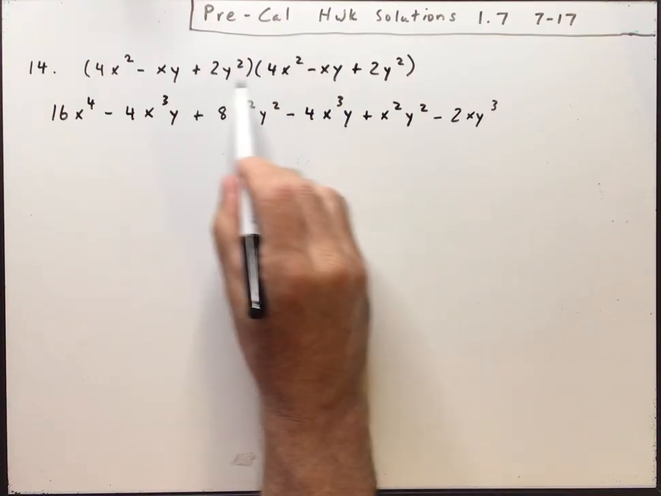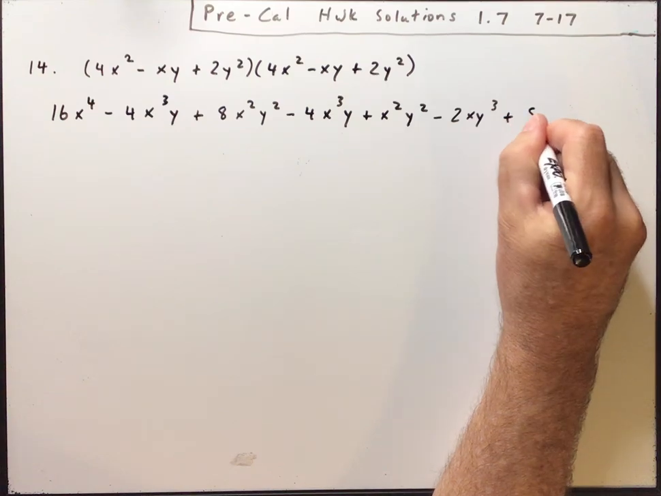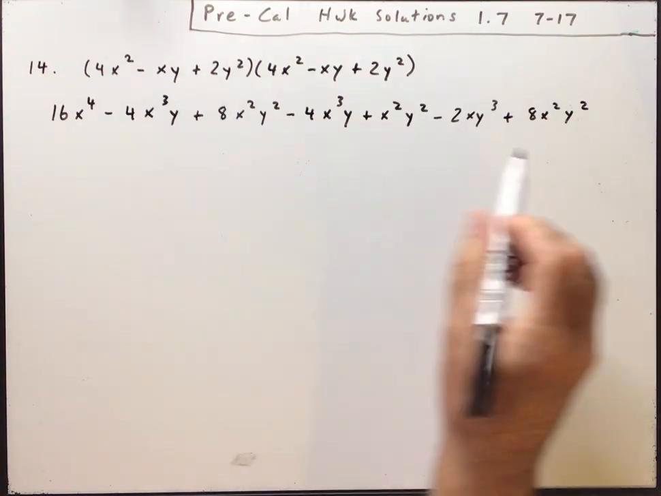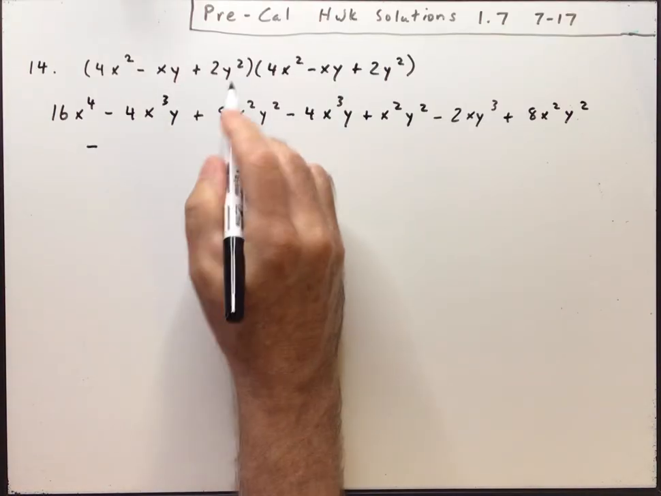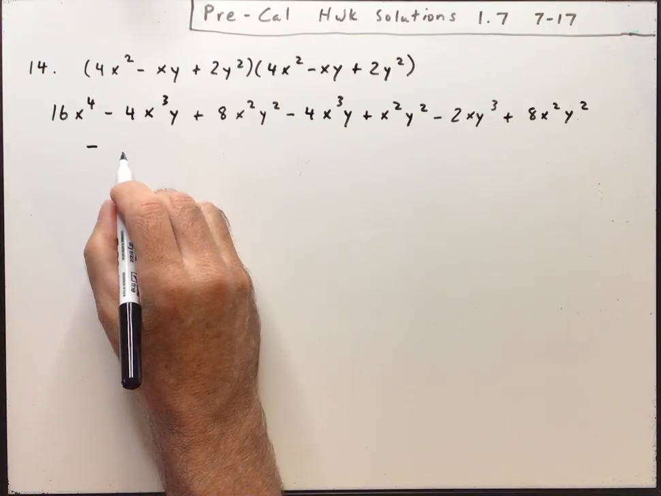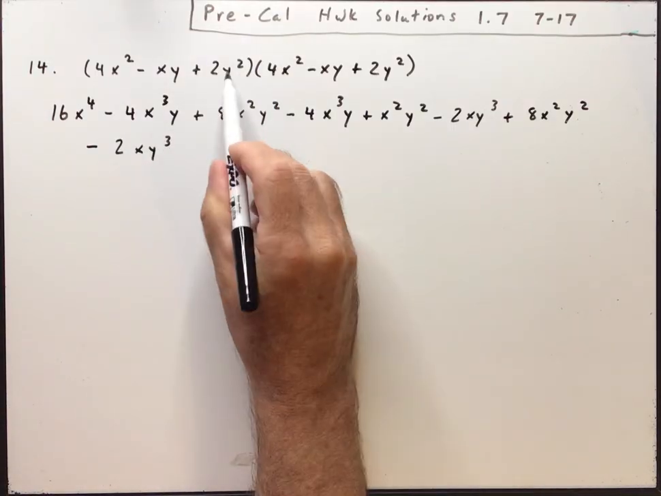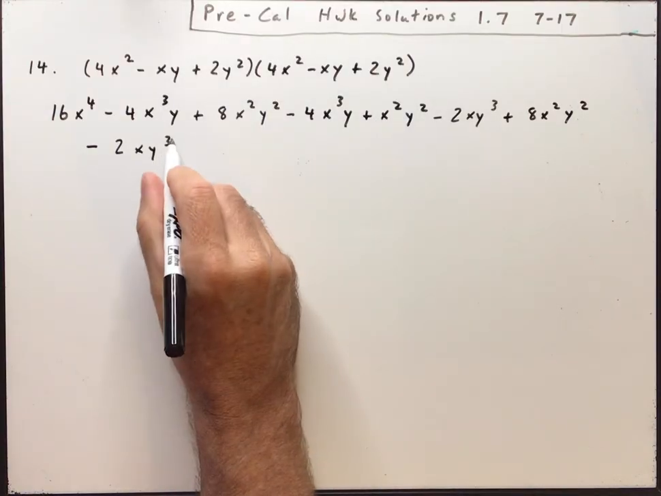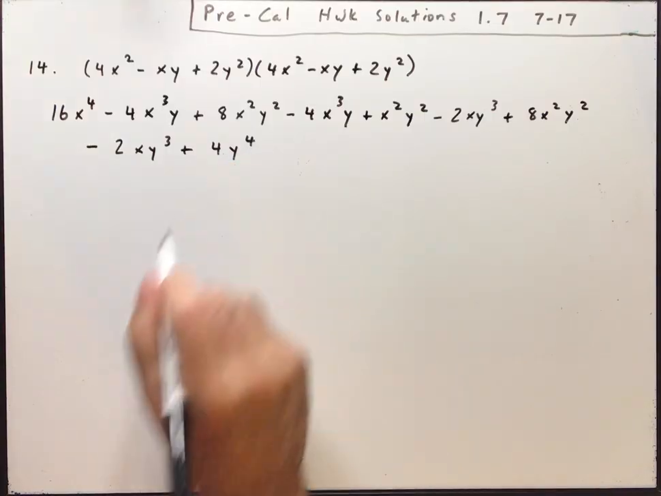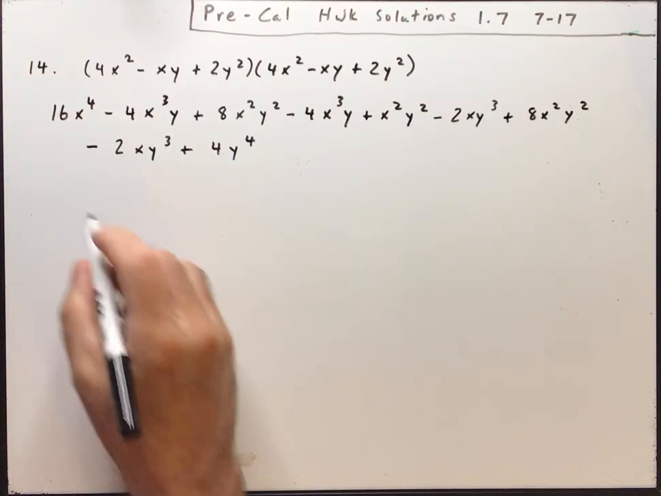There's a plus in front. So 2y squared times 4x squared would be plus 8x squared y squared. And then 2y squared times negative xy would be minus 2xy cubed. And then 2y squared times 2y squared would be plus 4y to the 4th. Okay, we've done the multiplication, but we got to finish it up by combining like terms.